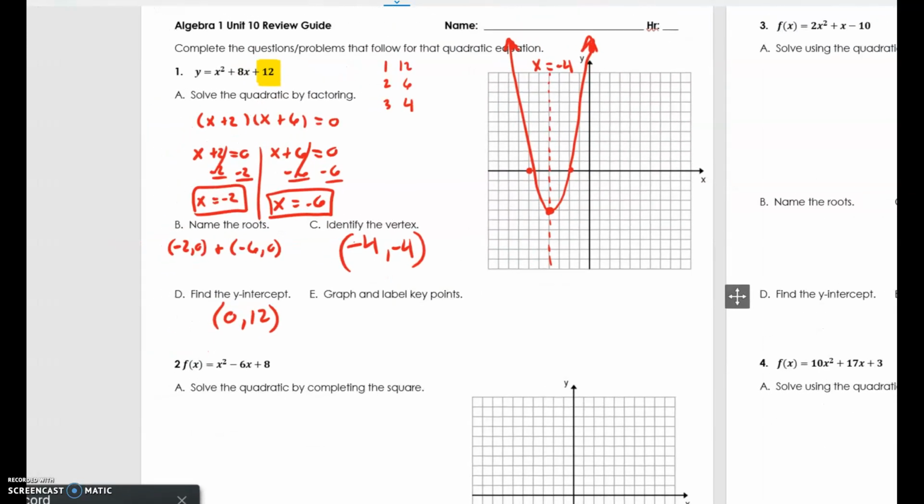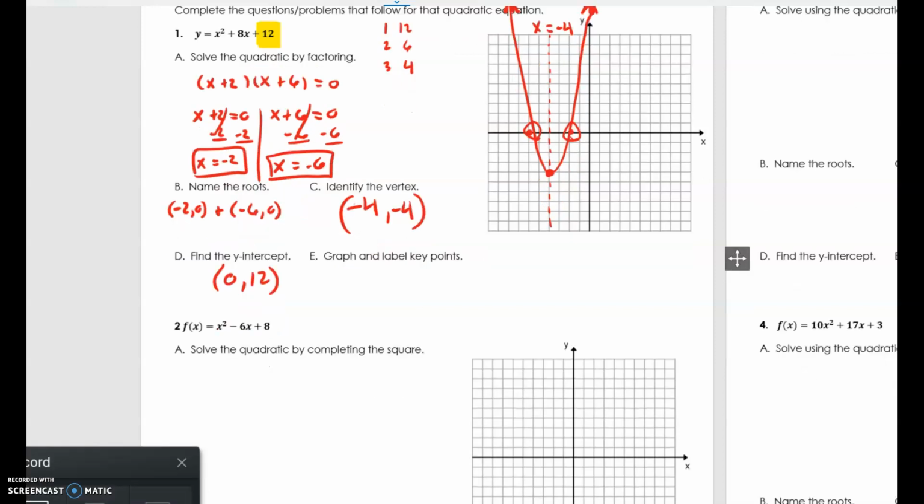Alright, so there's your answer to number 1. That one was solving by factoring. Remember that the solutions are where it crosses. So that's the main part, but I am asking you to identify these other parts as well. So vertex and y-intercept.